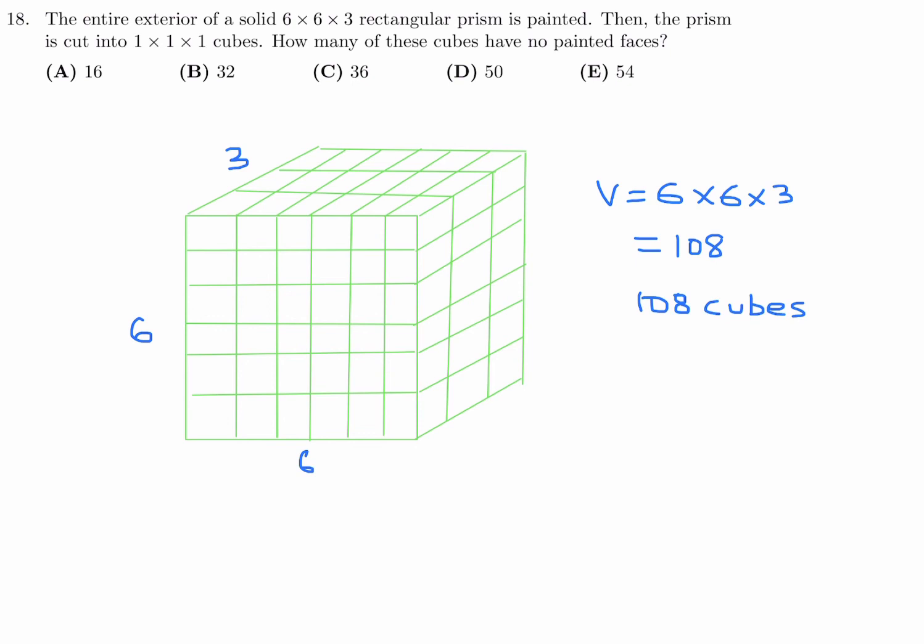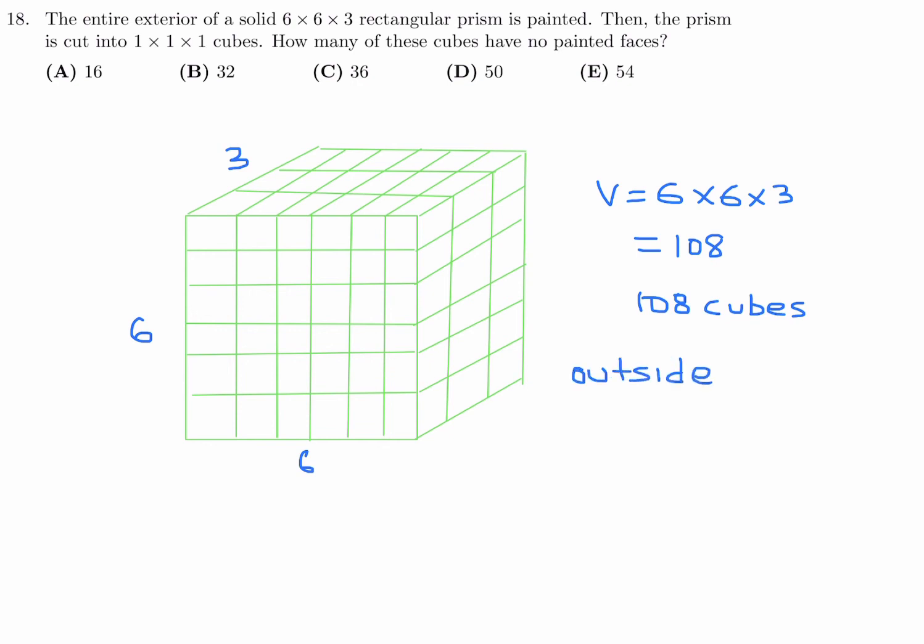Now they're saying, when you paint this whole thing, how many will have no painted faces? Well, the ones that will have no painted faces are the ones that are inside, right? The ones that we can't see right now. So there's a few ways of doing this. You can either talk about it from the inside or talk about it from the outside, whichever way you feel is easier. I think talking about it from the outside is a little bit more visual, so that's what I'll do. Of these 108 cubes, there's some that are inside, and therefore they will not be painted. So I'm just going to count the ones on the outside, and then I'll subtract that from 108.